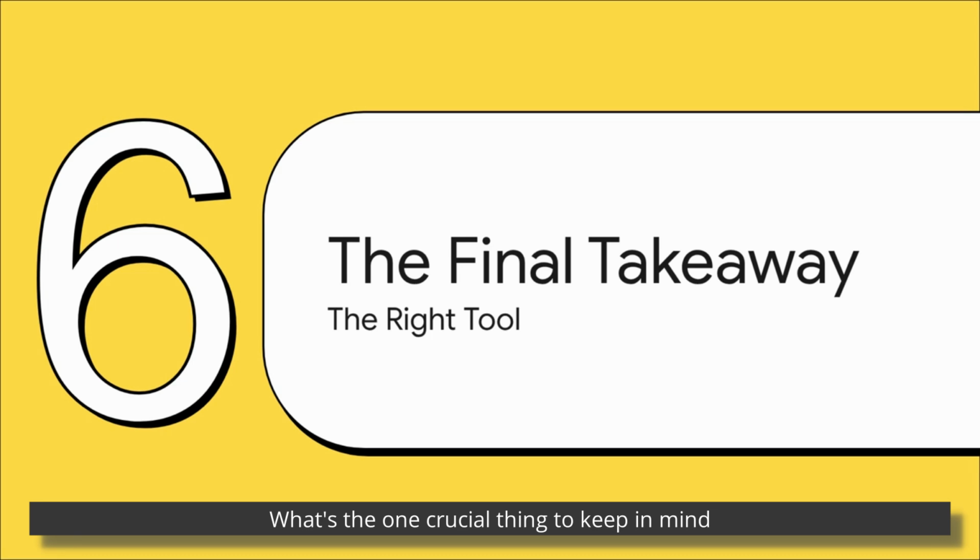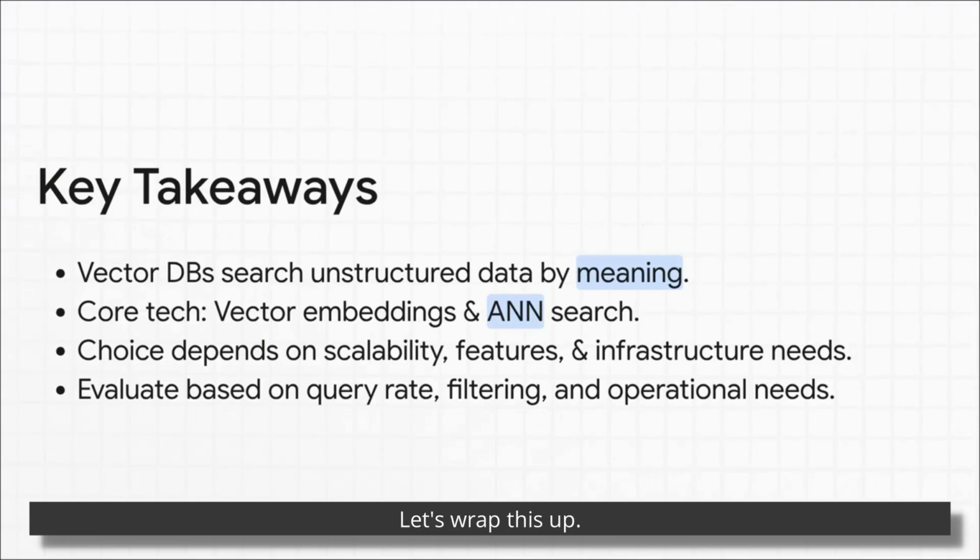So, we've covered a lot of ground. What's the one crucial thing to keep in mind when you're looking at all these options? Let's wrap this up. The biggest takeaway is this. There is no single best vector database. It just doesn't exist. The right choice for you is always going to be a trade-off based on your project-specific needs. At their core, they all do the same thing. They search by meaning using embeddings and ANN search.